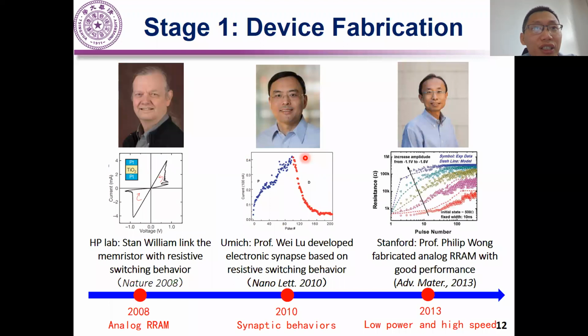The CIM research experienced 3 stages. During the first stage, people mainly focused on device optimization. For example, the HP from UMich developed an electric synapse with analog switching behavior. And Professor Philip Wang from Stanford University demonstrated analog RRAM with good performance.